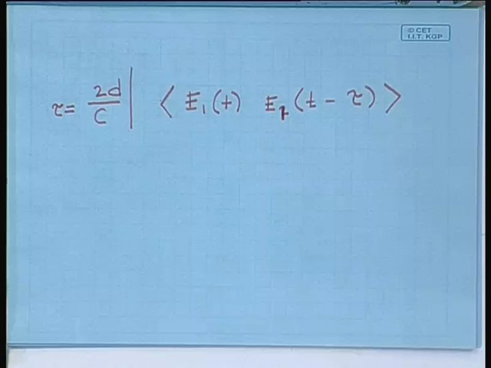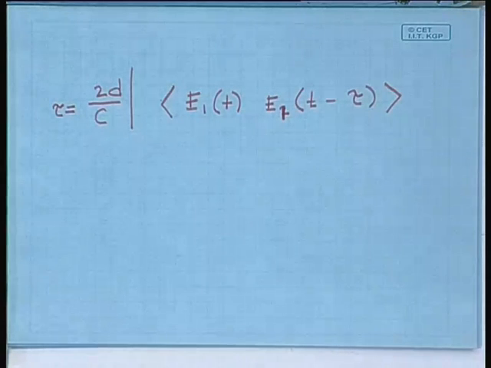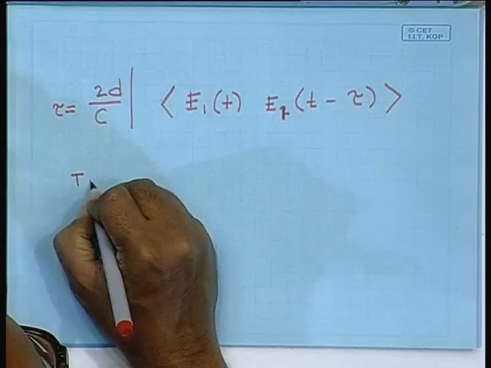So the Michelson interferometer introduces a time delay of 2d by c for one of the waves. You have one wave coming, you split it into two parts, introduce a time delay of tau, which is 2d by c, into one of the parts, then superpose the two again and look at the time average of the product of the two waves, which is what I have shown over here. So the Michelson interferometer essentially measures the temporal coherence. This is what we call temporal coherence.